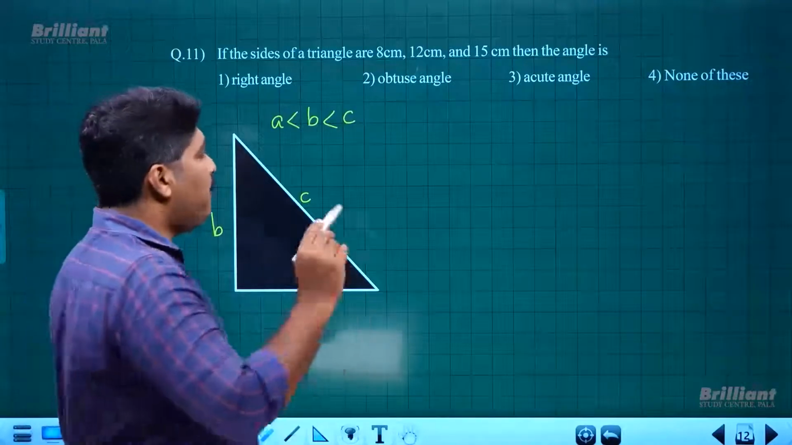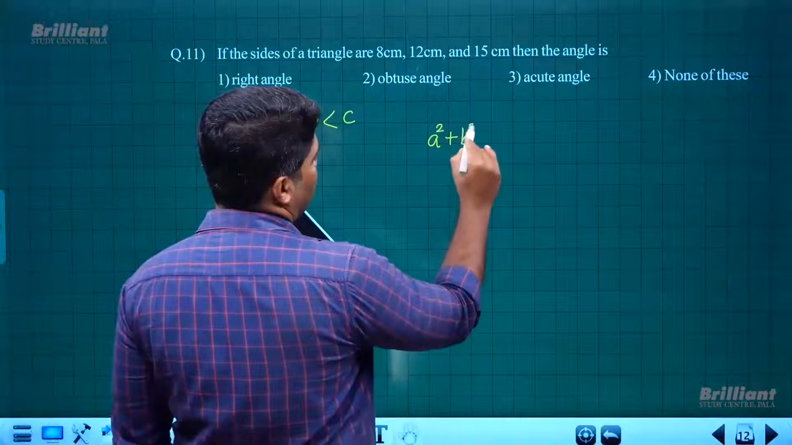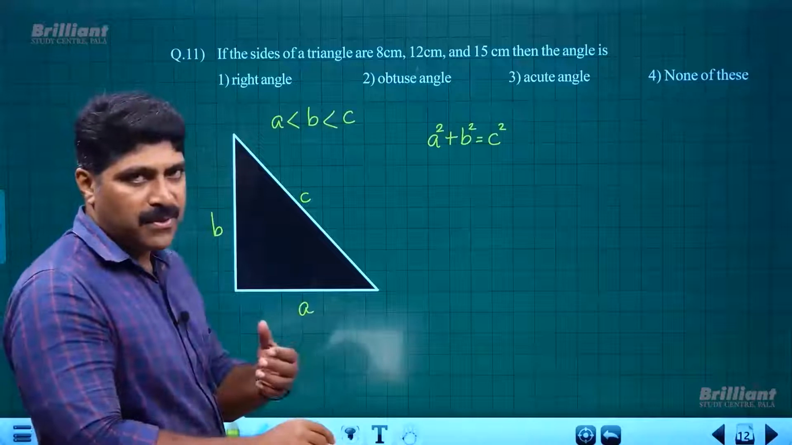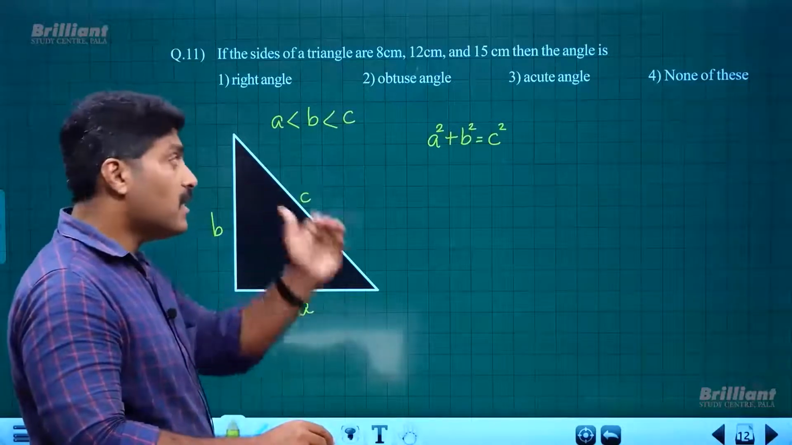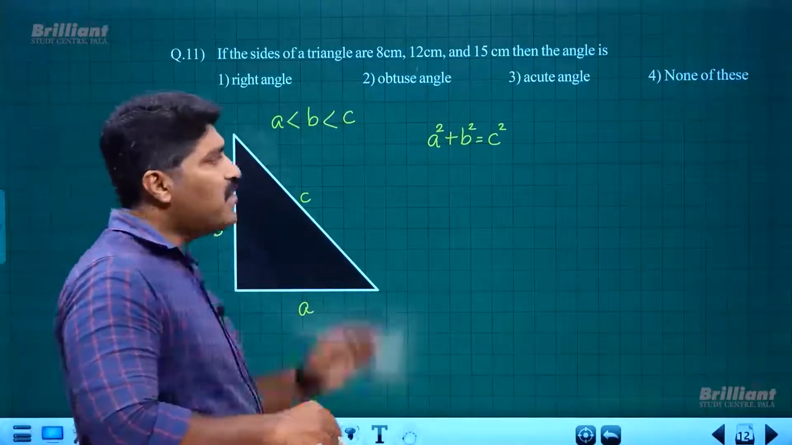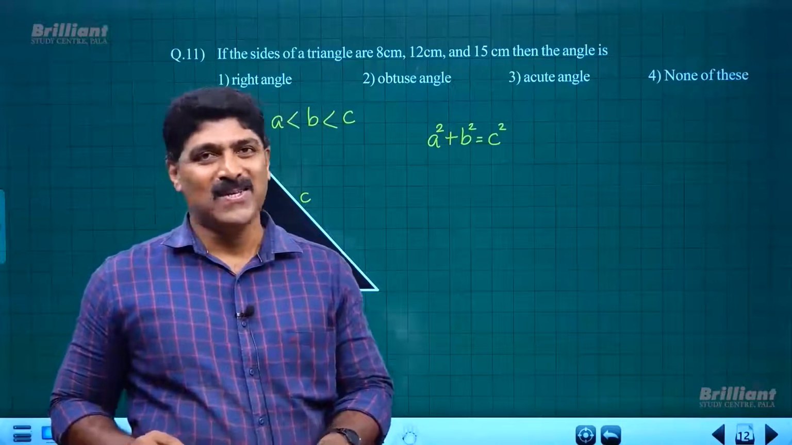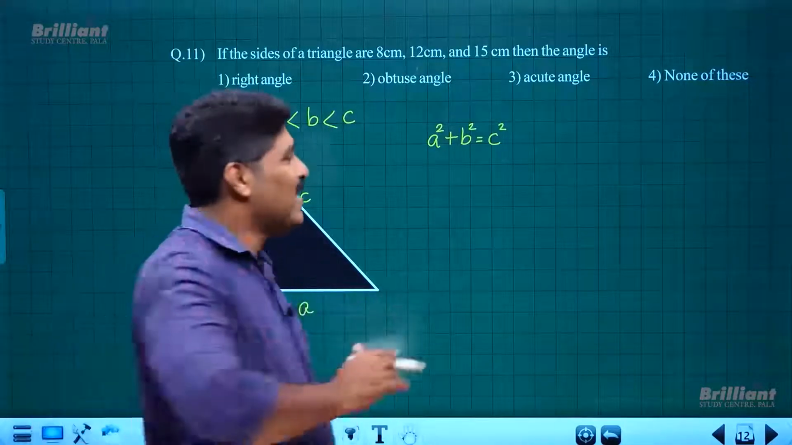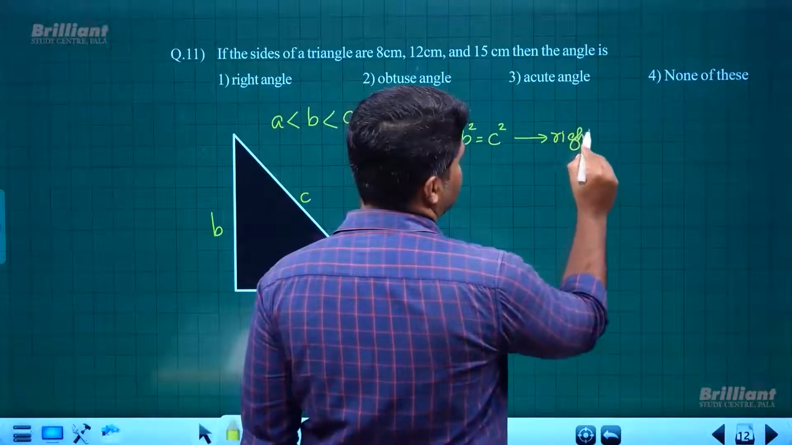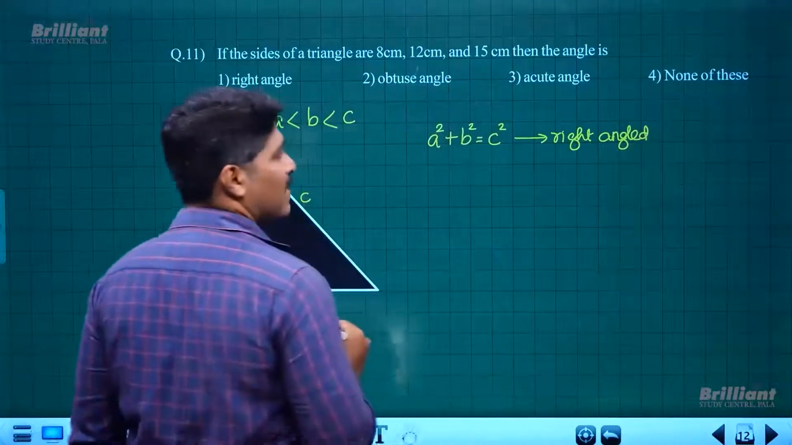So then we know that if A square plus B square equals C square, that means the sum of the squares of the smaller sides is equal to the square of the largest side. Then which type of triangle is it? Yeah, it's quite familiar. That is nothing but the Pythagoras theorem, right? So therefore, it is a right angled triangle. So the triangle is right angled.